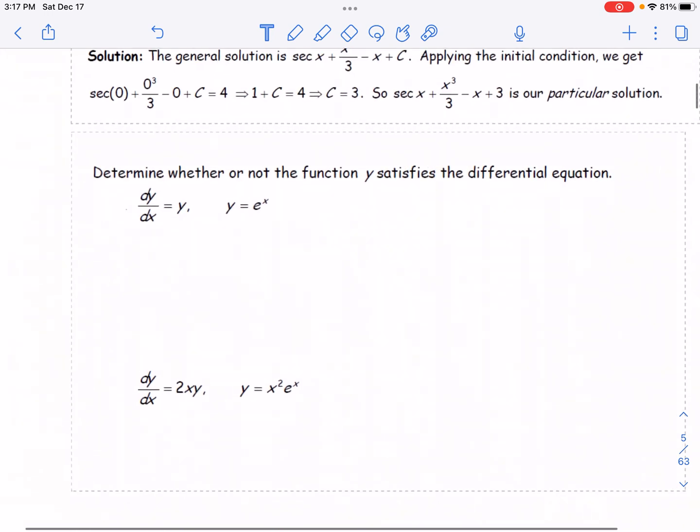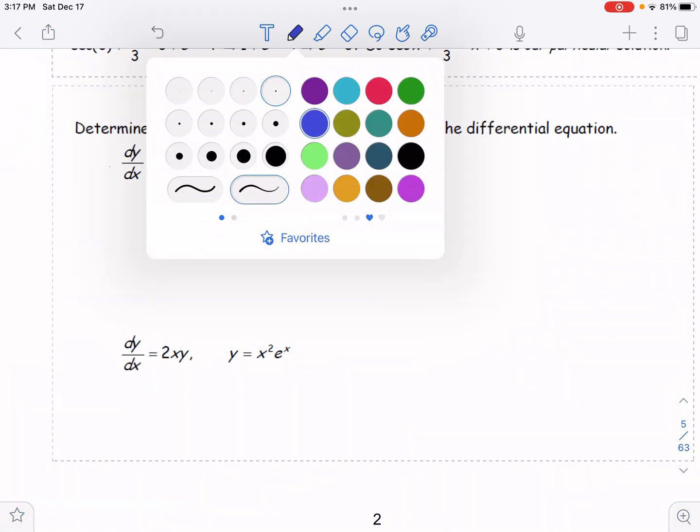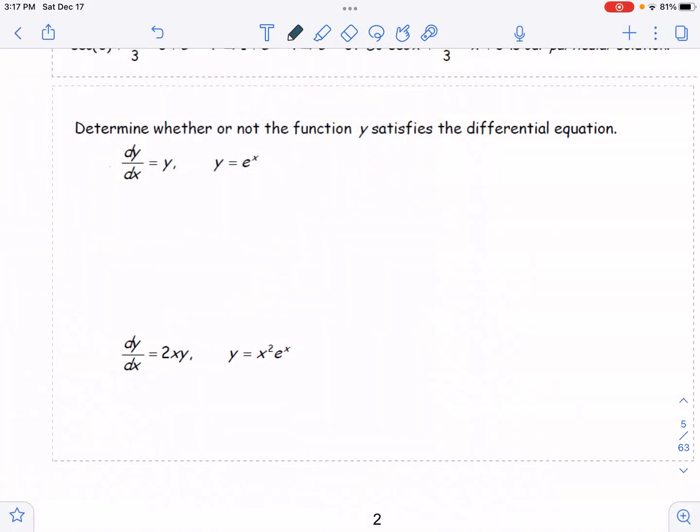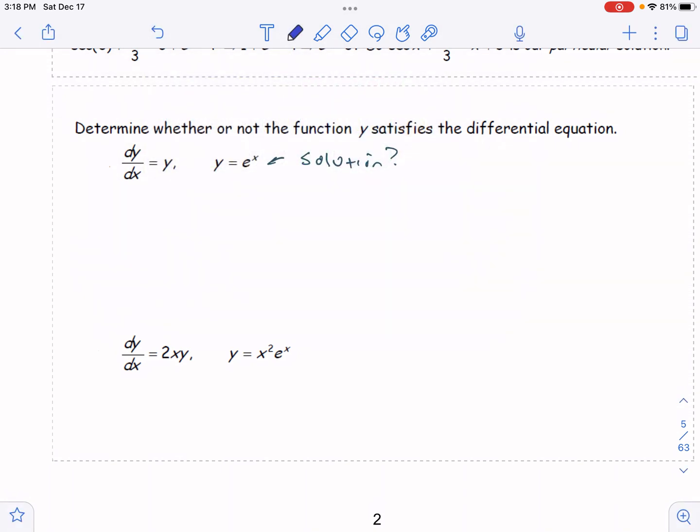One last point I guess I'll make is that you can always check to see whether a function satisfies a differential equation. Solving differential equations turns out to be a really hard process. But if I give you a differential equation, which this is, and then I ask you, is this a solution? Right? Is this a solution? You simply just need to see if it works, right?